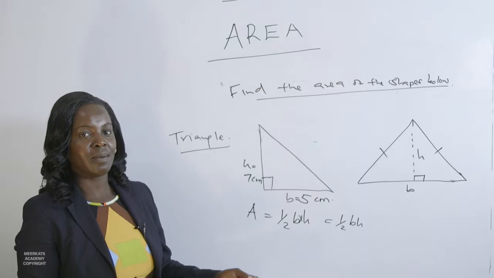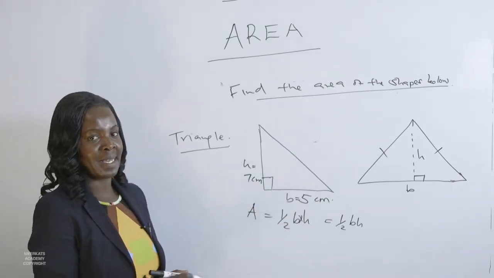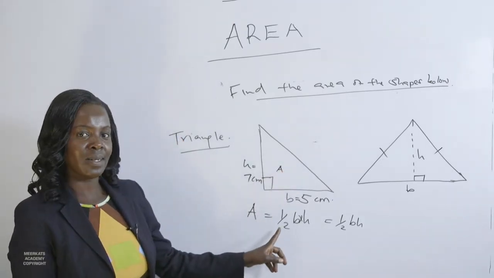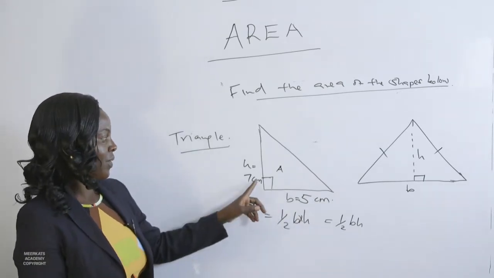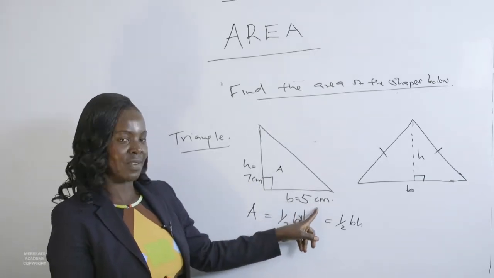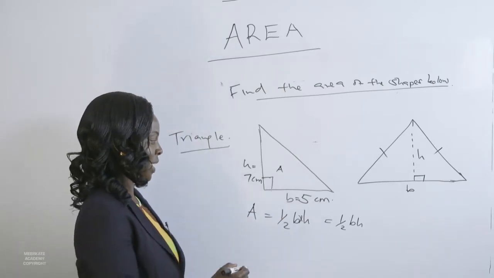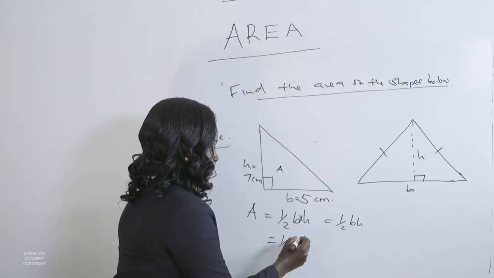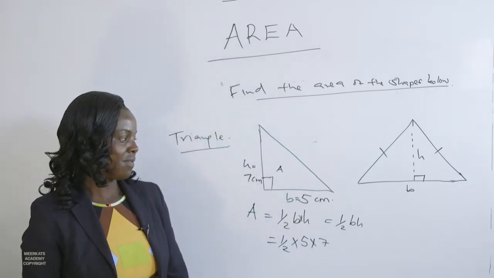Given an example, we have a triangle measuring 7 centimeters by 5 centimeters. What will be the area? We are told that the area of a triangle is given by a half base times a height. If you look correctly, you realize that our height is measuring 7 centimeters and our base is 5 centimeters. Then we will substitute our values in the formula. A half times 5 times 7.